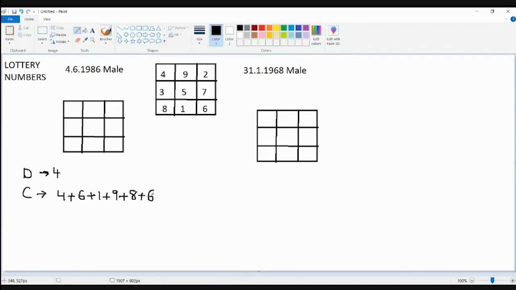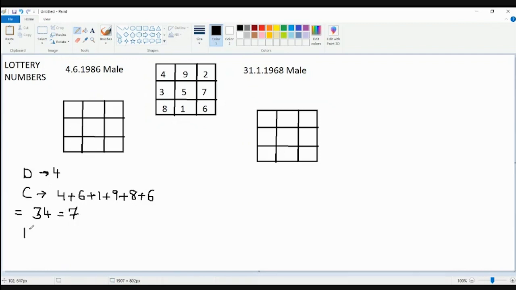single digit. So this comes out to be 4 plus 6 is 10, 10 plus 1 is 11, 11 plus 9 is 20, 20 plus 8 is 28, plus 6 is 34, which comes out to be 7.